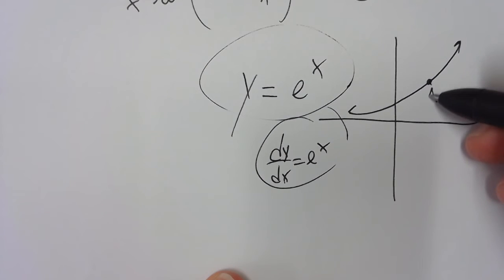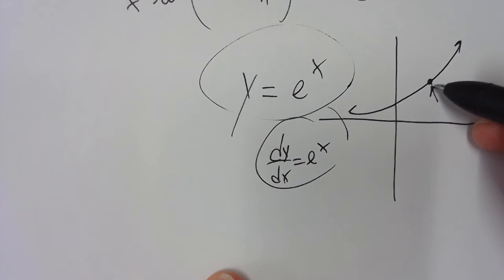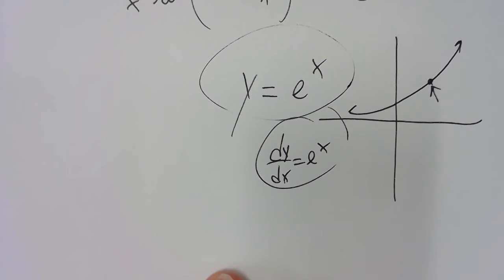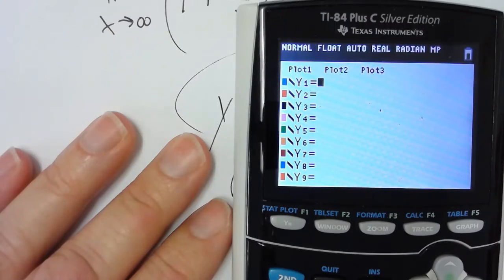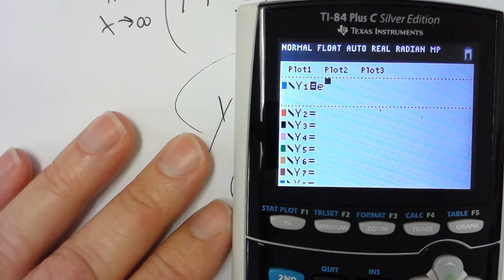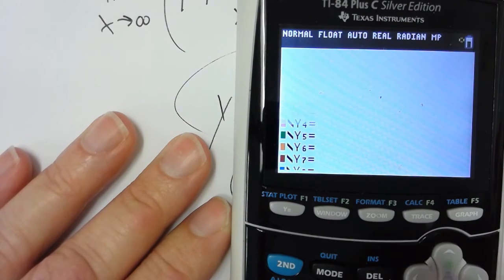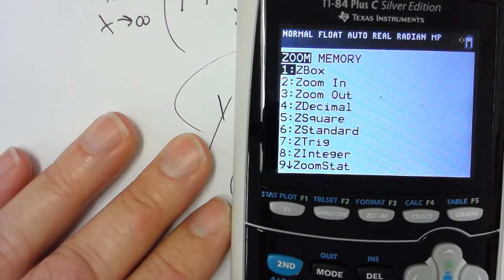So the y value at that point is also the instantaneous rate of change. So this point is growing at the rate of the y value. So the y value and the instantaneous rate of change are the same. That's pretty mind-blowing. All right, so that means that if I have e to the x, so I'm going to go second and e to the x, and I'm going to raise it to the x power. I'm going to graph that on zoom and number 6, which is zoom standard.